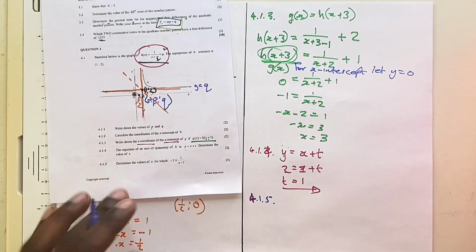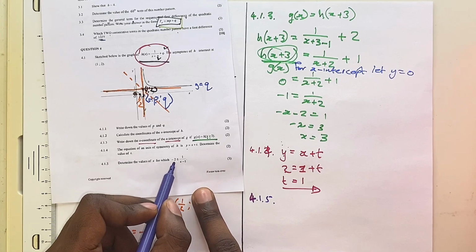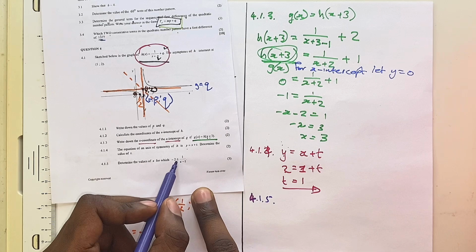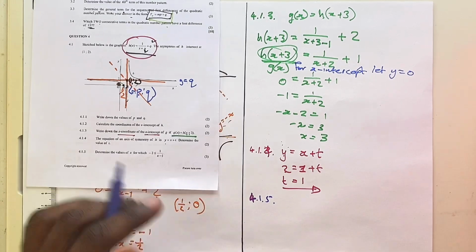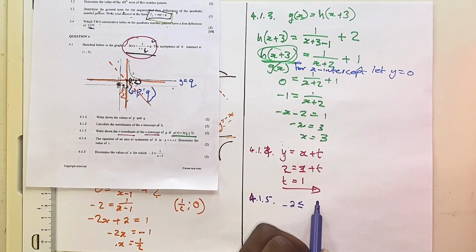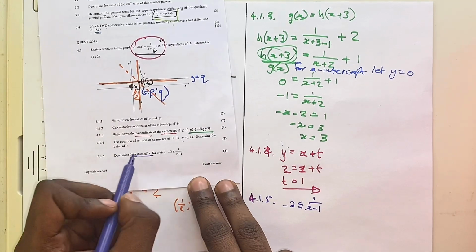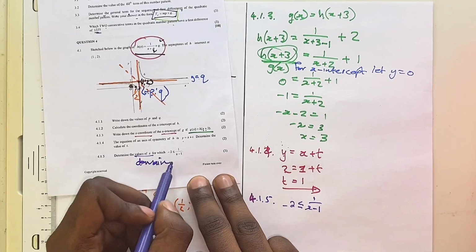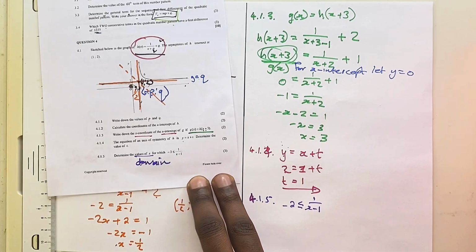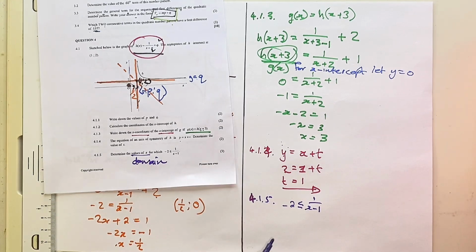With 4.1.5, determine the values of x for which negative 2 is less than or equal to 1 over x minus 1. So they want where negative 2 is less than or equal to 1 over x minus 1. The x values, meaning that we are looking for the domain whereby negative 2 is less than or equal to 1 over x minus 1. So what I'm going to do, I'm just going to move that 2 and leave 0 on this side. So I have 0 is less than or equal to 1 over x minus 1, plus 2. When you move 2 to the other side, it becomes positive. So I added 2 on this side and I added 2 on this side.